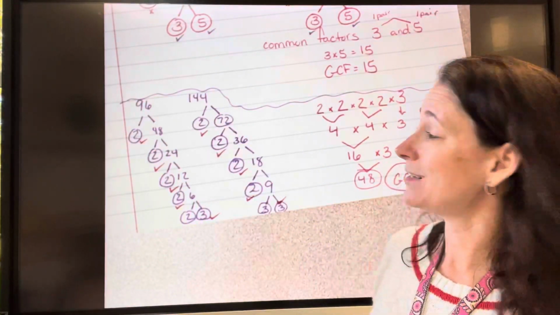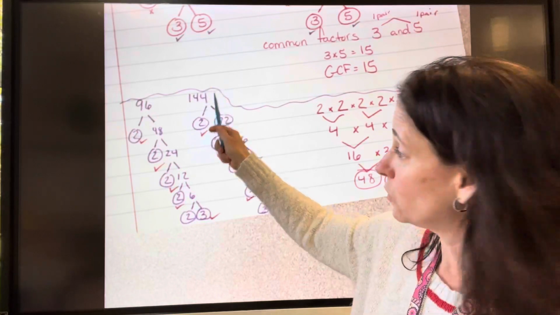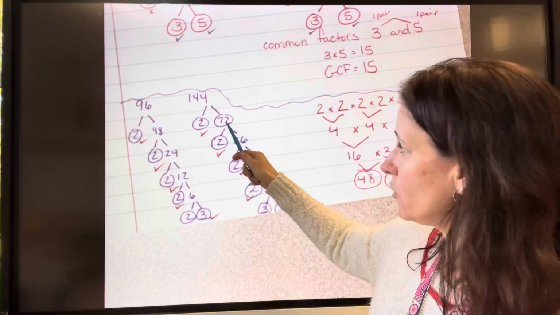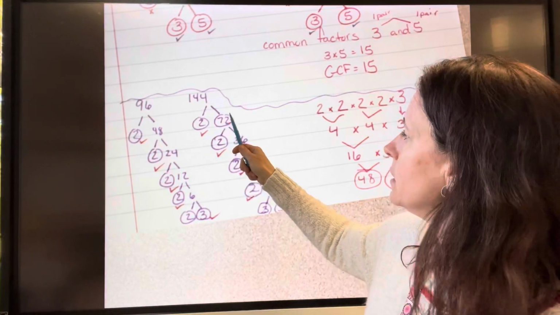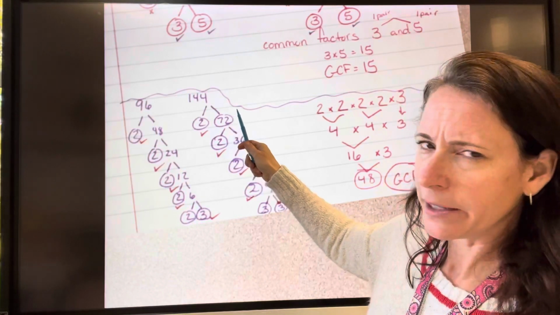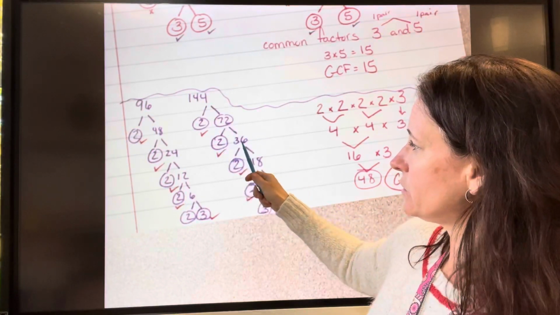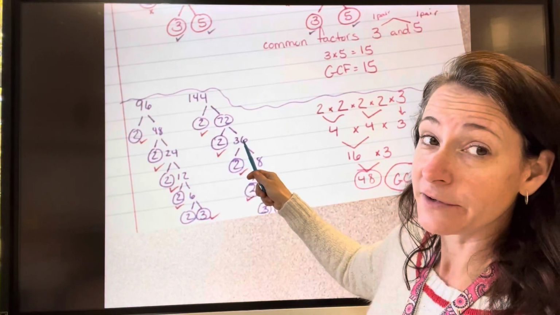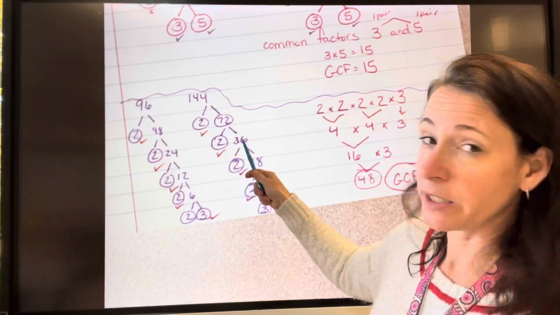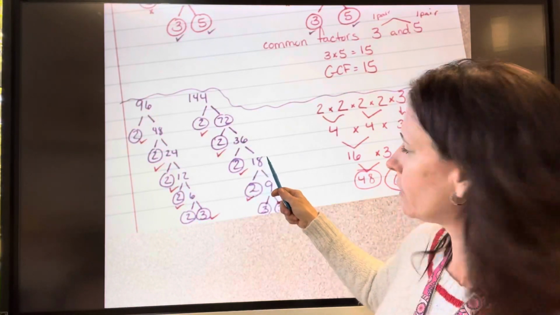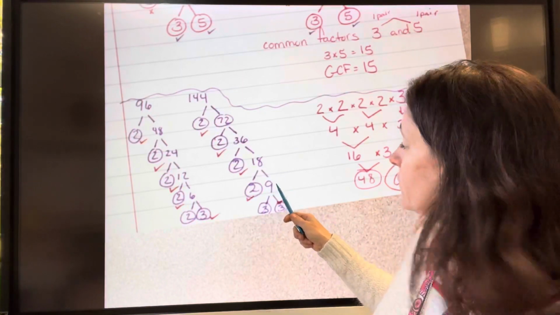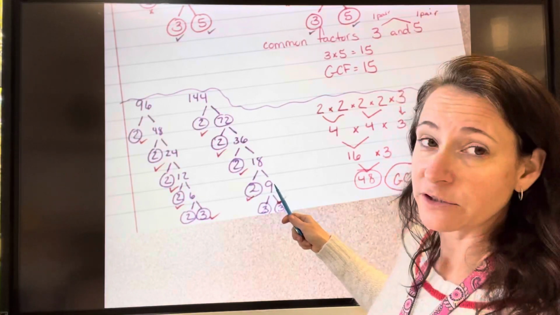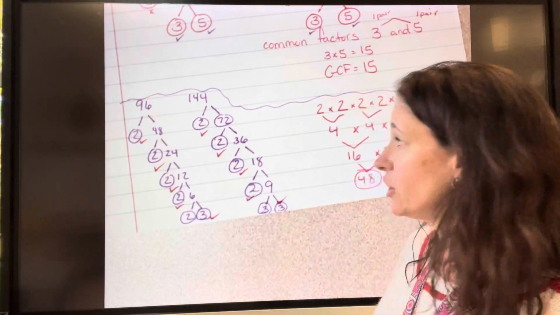144 went through the same process again. 144 is even, pulled out a 2. 2 times 72 is 144. Oh, even number again. I don't know why I circled that. I should not have circled that. 72, I get circle happy. 72 divided by 2 is 36. 2 times 36. So we pulled out another 2. 36, another even number, 2. 2 times 18 is what gets me that 36. Oh my goodness, another even number. 2 times 9. Now we have 9. 9 is not an even number, but I do know the 2 prime numbers that are factors of 9 are 3 and 3.